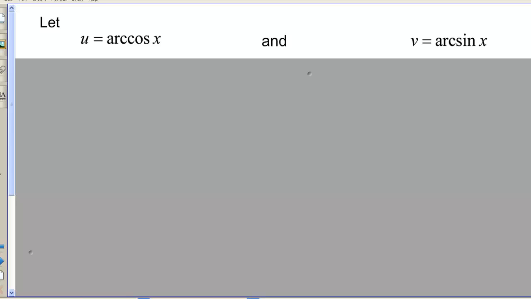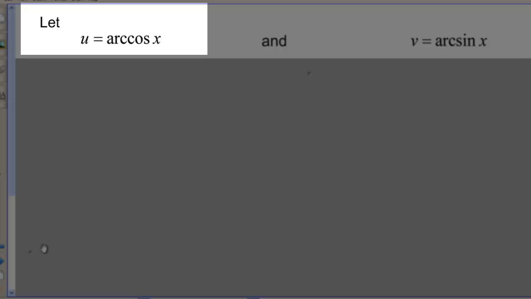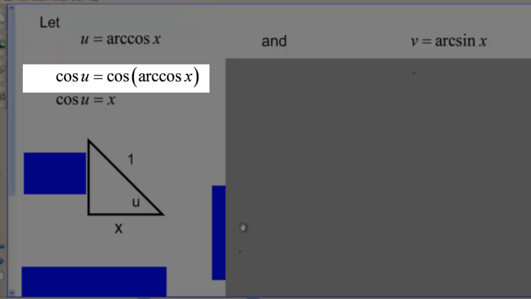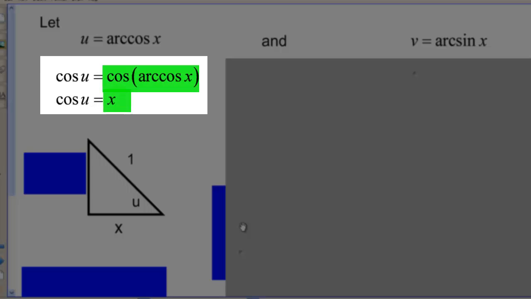So I want to focus on this left side. We're going to let u be the arc cosine of x. So in doing so, the cosine of u, if I take a cosine of each side, equals the cosine of the arc cosine of x. So all I did is took that equation and I applied cosine to both sides. The cosine of the arc cosine of x will undo each other and simplify to x.